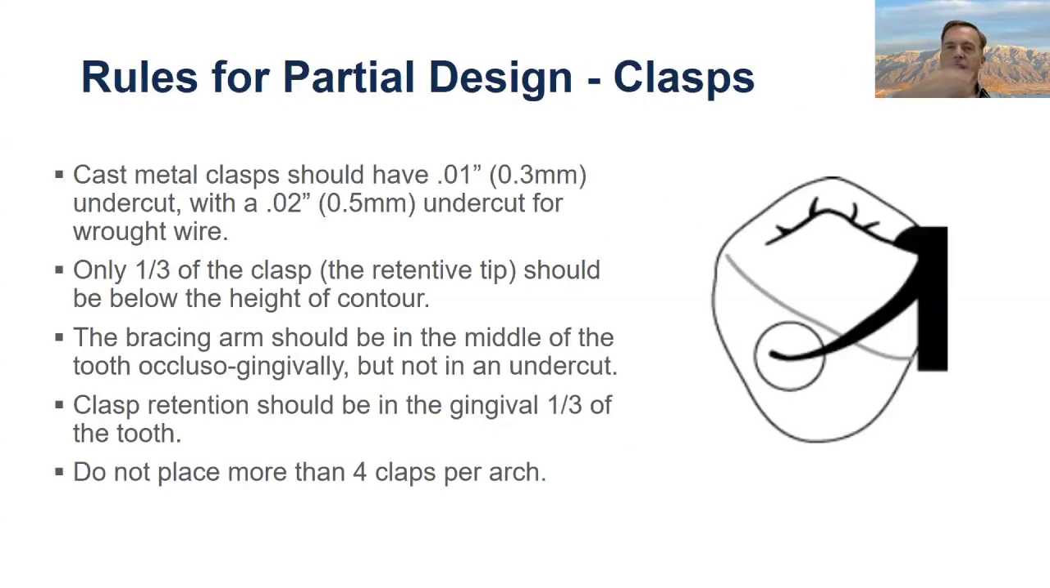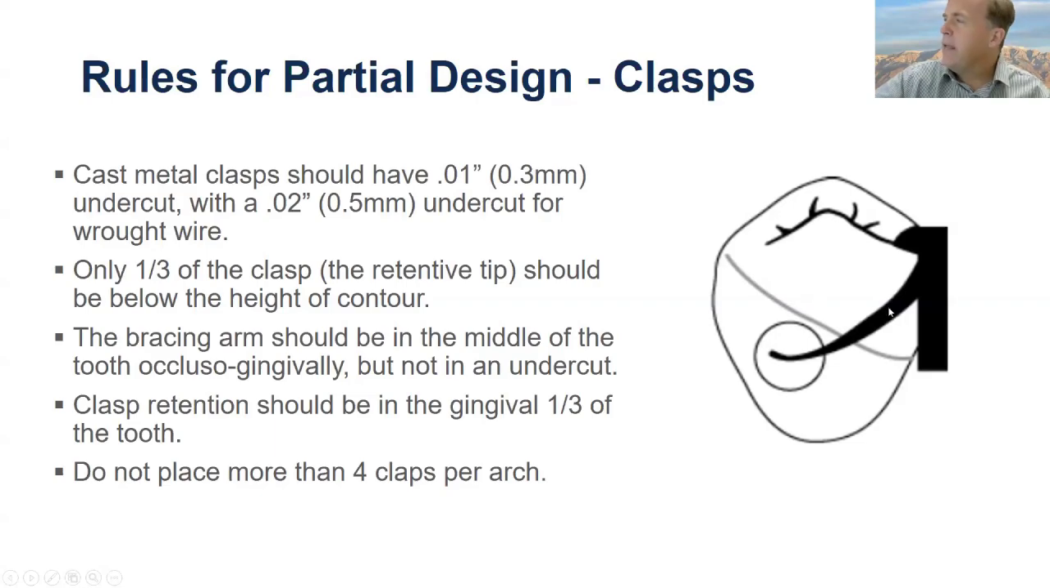How much undercut's needed? Again, when we're doing our survey, either digitally or analog, most of the time we'll want to create 0.00 undercut. But where the tip of our clasp is needs to be in a 3/10 for a cast metal clasp and a 5/10 for a wrought wire. And you'll need more for flexible. Sometimes you need as much as 1 millimeter, depending on how long the arm is.